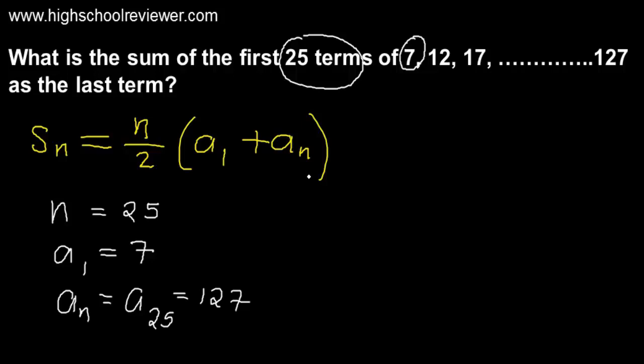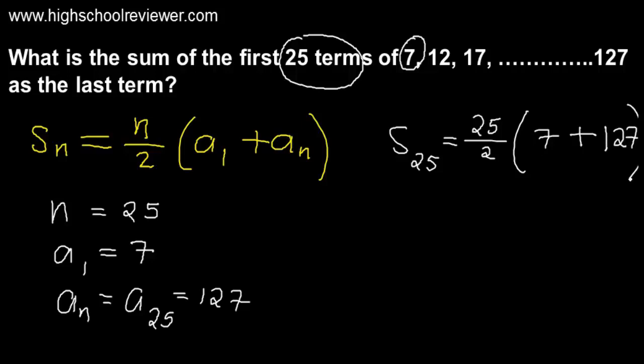So just using this equation, as our n is 25, S sub 25 will be equal to n, again, 25 divided by 2 multiplied by our first term, or a sub 1, which is 7. So this will be 7 plus our a sub 25, which is 127.